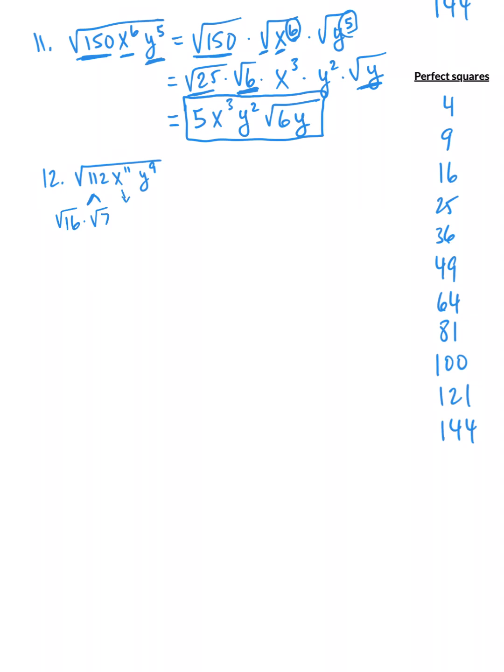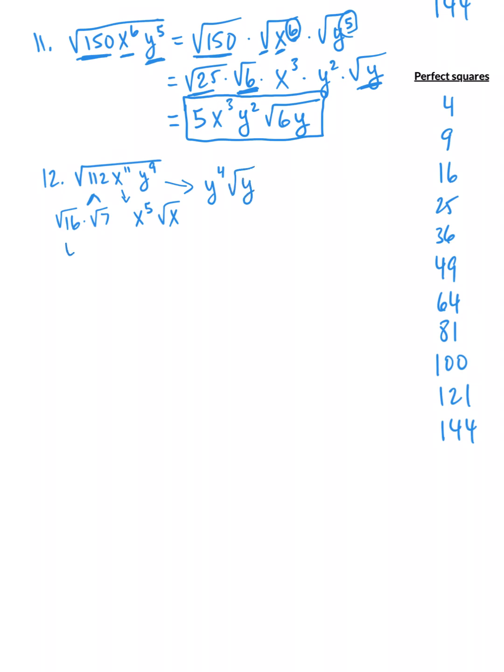Now, our x to the 11th, we know that 10 is the closest even number that's lower, and so we know we're going to be able to take out 5 x's, but we're going to have 1 left under the square root. Same thing for y to the 9th. 8 is the next lowest even number, so we know we're going to be able to take out half of those, so that's 4. And we'll still be left with the square root of y.